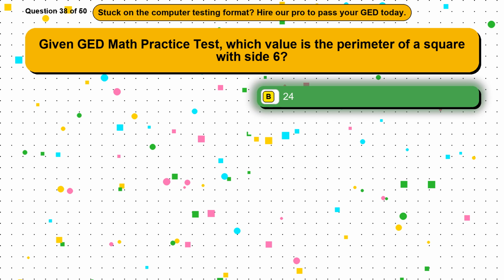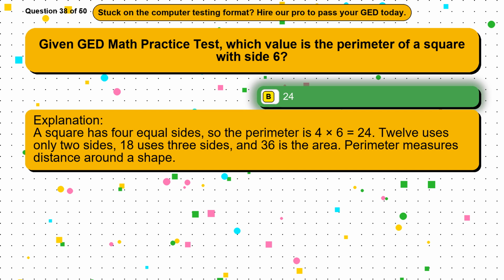24. A square has 4 equal sides, so the perimeter is 4 times 6 equals 24. 12 uses only 2 sides, 18 uses 3 sides, and 36 is the area. Perimeter measures distance around a shape.